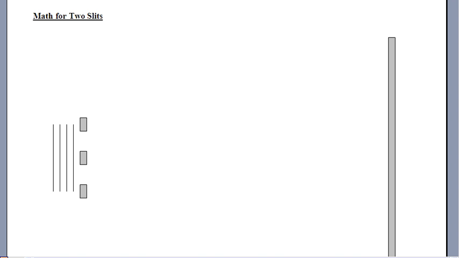So on the right side here, this is the screen. This is the back wall of the classroom, many meters away. And here are my two slits right here. Two little narrow openings that are probably 1/100th of a millimeter across and maybe 1/10 of a millimeter apart, center to center. So that's the d distance, from opening to opening, from there to there.